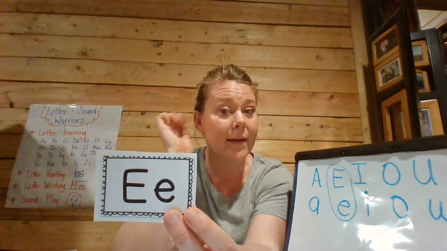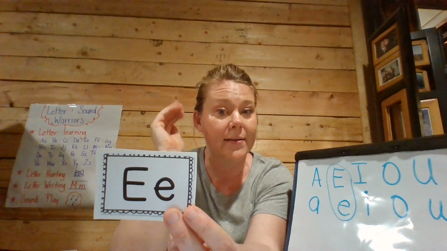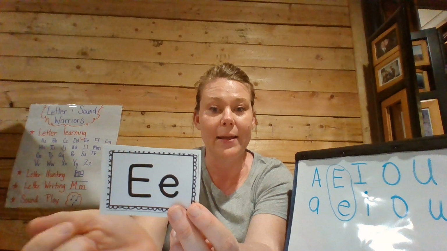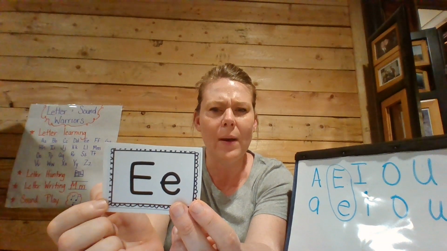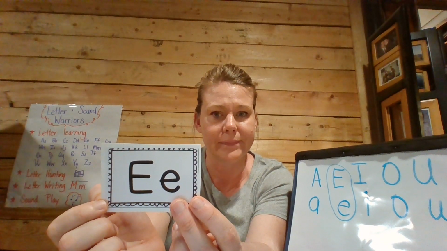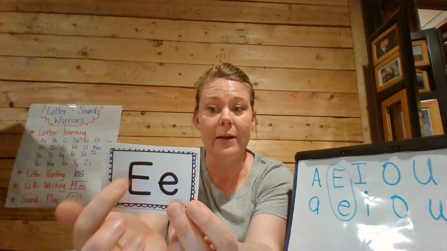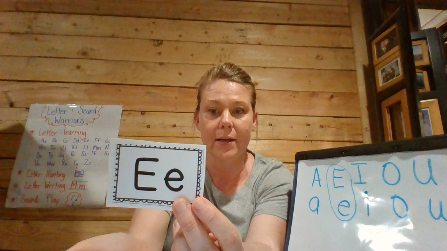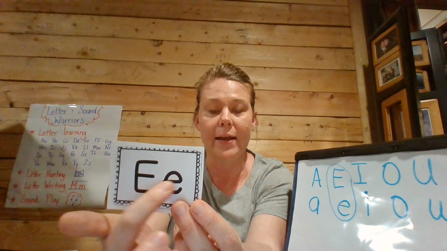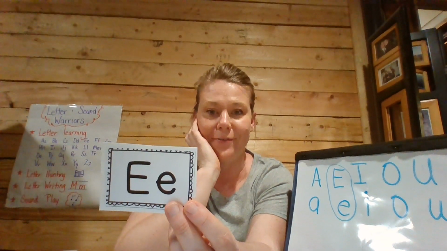E says eh, E says eh, E says eh. So they make the same sound. What about what is different? Well, if you notice, uppercase E is made of all sticks, and lowercase e has a curve and a stick. So that's what makes them different.